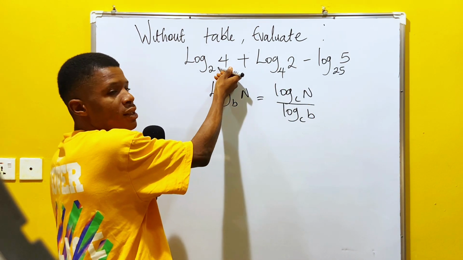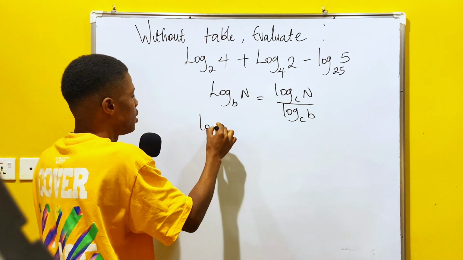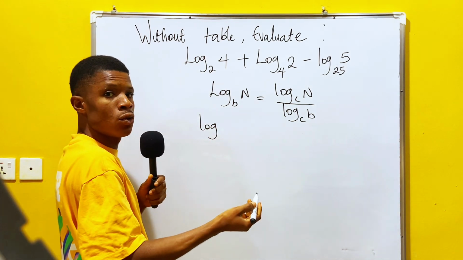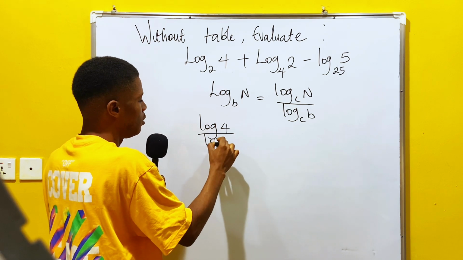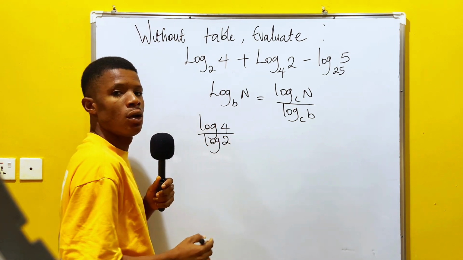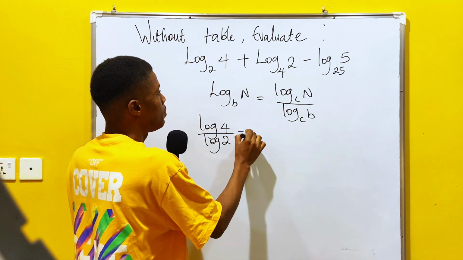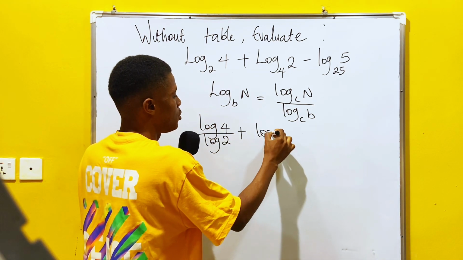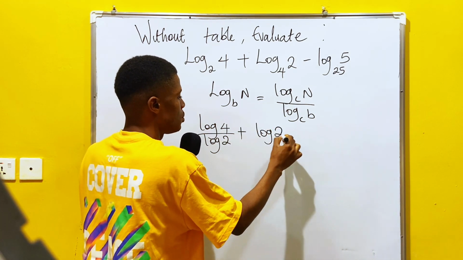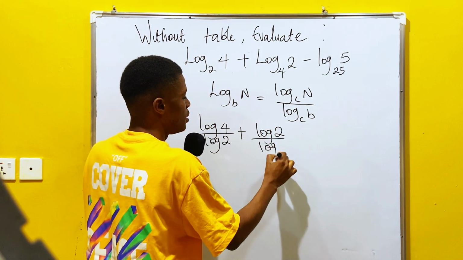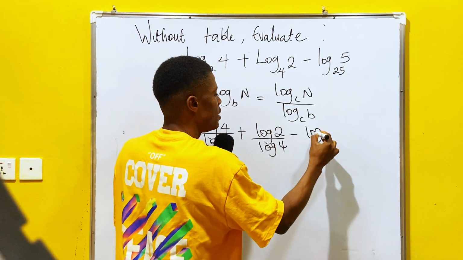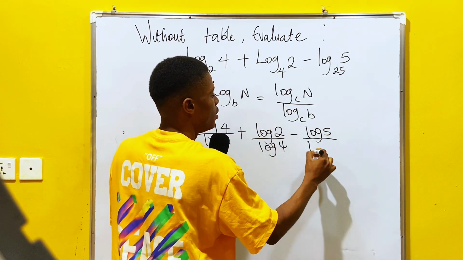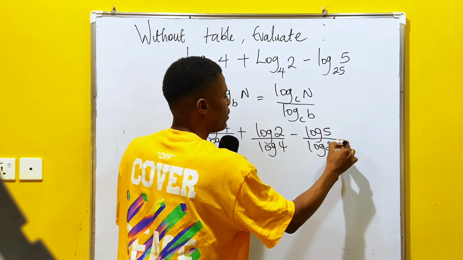So instead of having log this, I can have this as what? Let's go to base 10: log base 10 of 4 divided by log base 10 of 2. Then plus log base 10 of 2 over log base 10 of 4. Then minus log of 5 over log of 25.